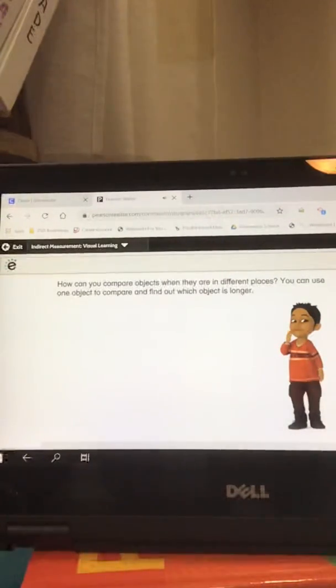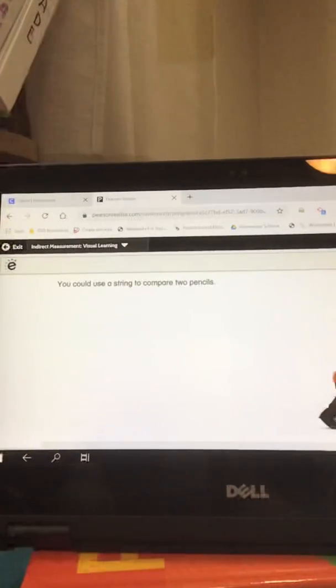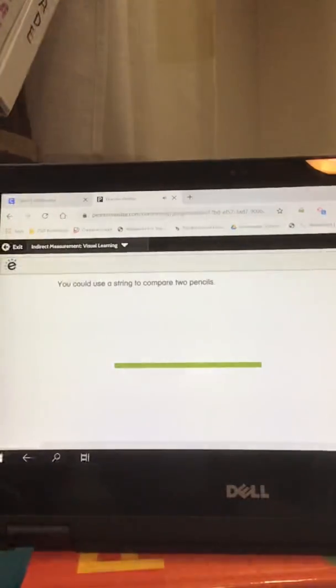How can you compare objects when they are in different places? You can use one object to compare and find out which object is longer. Let's find out more. You could use a string to compare the two pencils. Compare one pencil with the string.